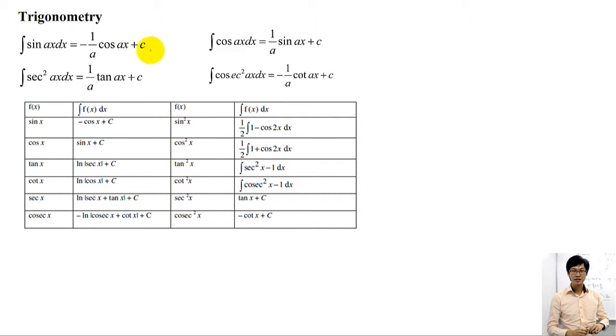For example, integrate sine, you get negative cosine. You learned it in secondary school, right? But remember that when there's a inside, you must times 1 over a outside. And integrate cosine, you get sine. Integrate secant square, you get tangent, while integrate cosecant square, you get minus cotangent. These four, I'm sure you are very familiar with by now since you learned that in secondary school.